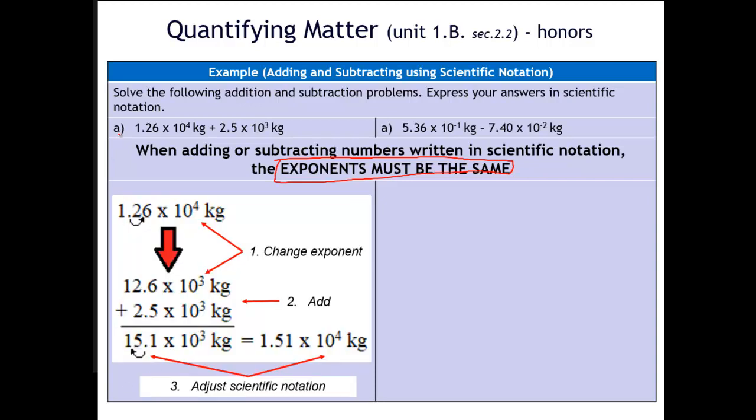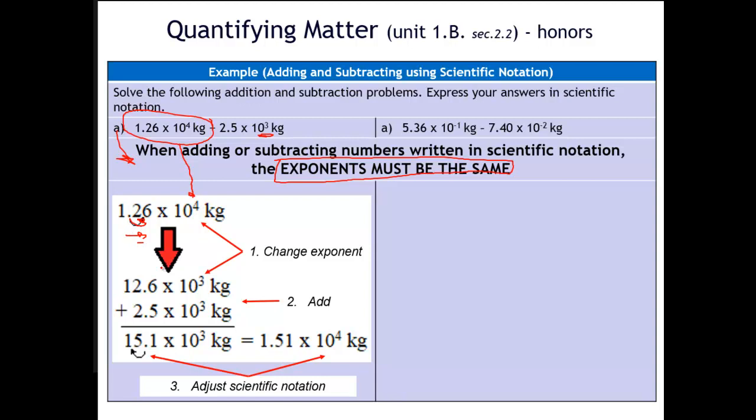Let me go ahead and show you how we do A. In the first number, 1.26 times 10 to the 4th, I'm going to change the exponent to 3, because I have the 10 to the 3rd right here. So how do I do that? Well, I have to move the decimal to the right in this case, because I have to subtract an exponent here. Remember, right is minus, right?